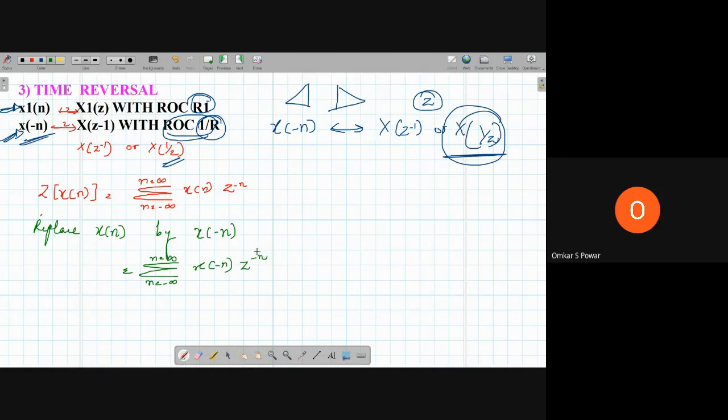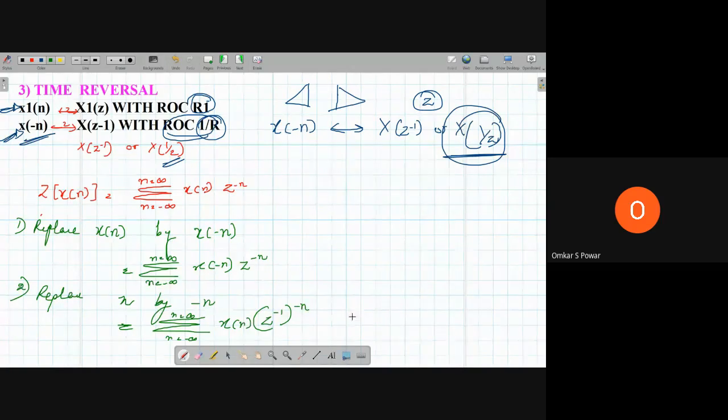Then what you have to do? You have to replace n by minus n. So using these two steps, you'll get your answer directly. Keep this in mind. So you'll end up as summation n varies from minus infinity to infinity x of n z to the power of plus n, which I'll write as z to the power of minus 1 whole to the power of minus n. So this is nothing but x of z to the power of minus 1.